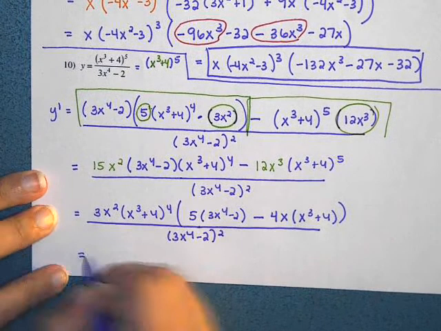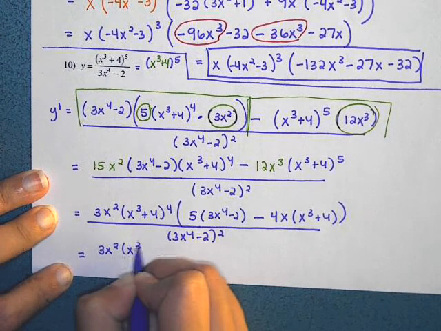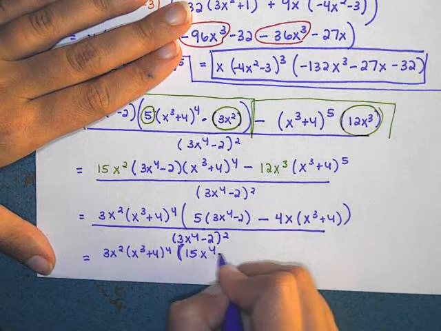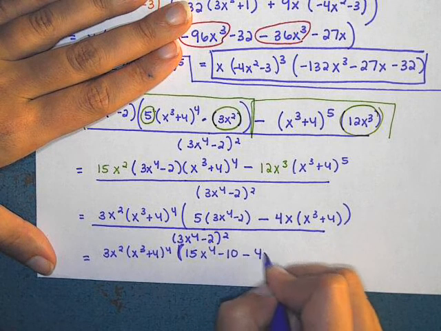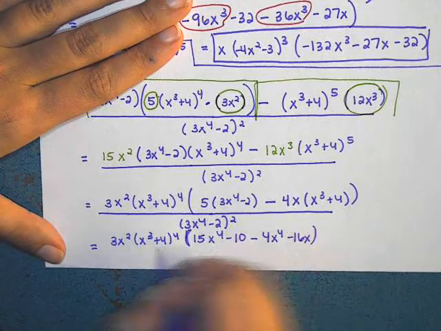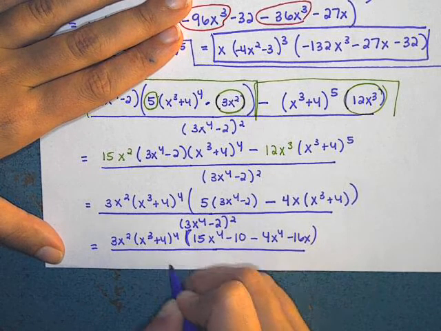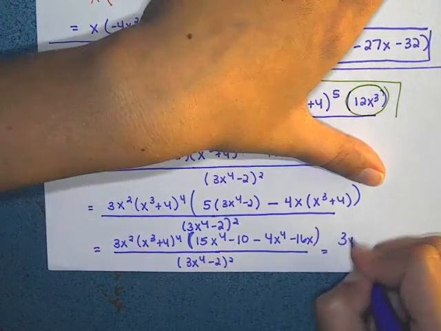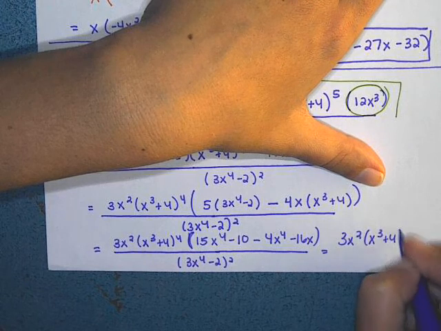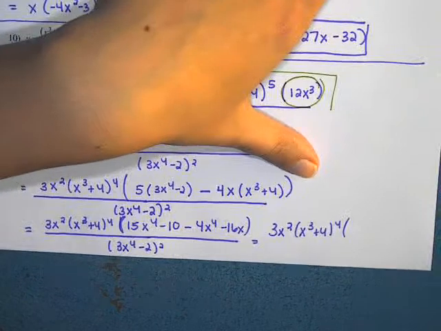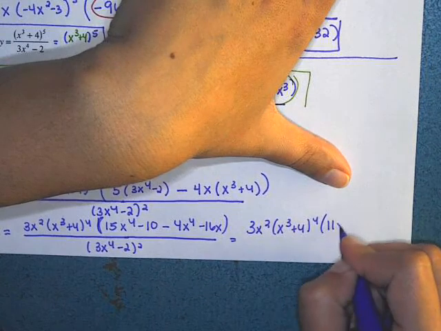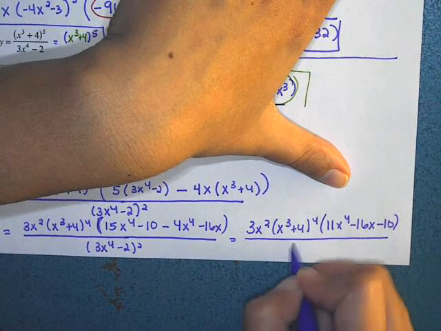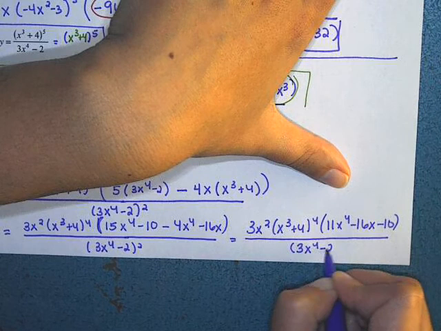Now if I distribute on the top here, I get 3x squared, x cubed plus 4 to the 4th, and I get 15x to the 4th minus 10 minus 4x to the 4th minus 16x, all over 3x to the 4th minus 2 squared. And then if I just combine like terms, I'm going to have 15 minus 4 would be 11x to the 4th minus 16x minus 10, all over 3x to the 4th minus 2 squared.